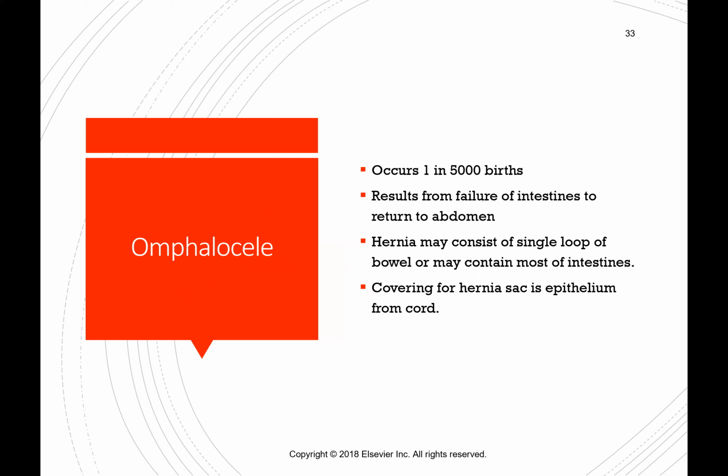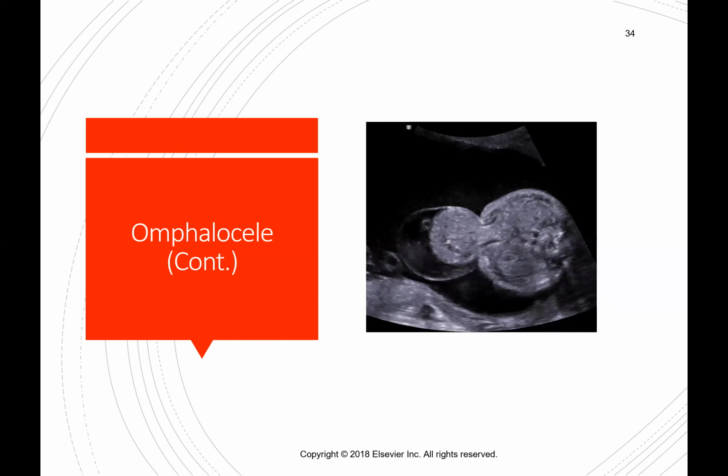So an omphalocele occurs in 1 in 5,000 births. It results from the failure of the intestine to return to the abdomen, remember, in the first trimester. The hernia may consist of a single loop of bowel or may contain most of the intestines. And the covering for the herniated sac is the epithelial cord. So one thing I want you to know about an omphalocele is that it always has a membrane covering it.